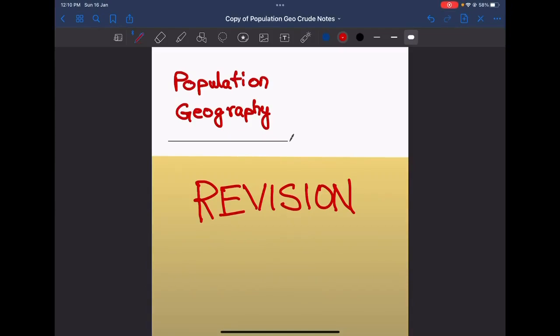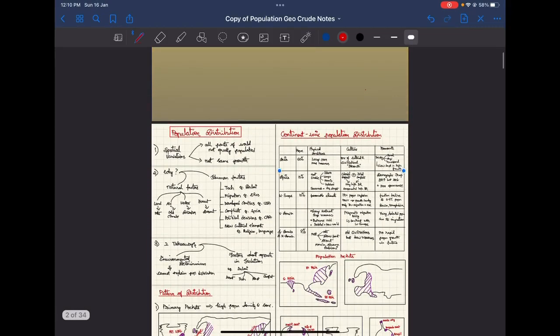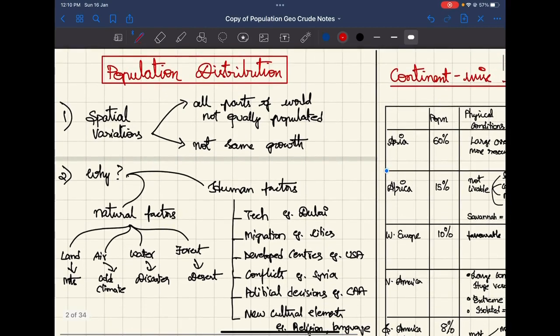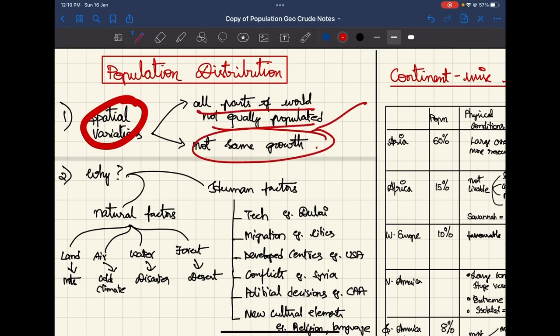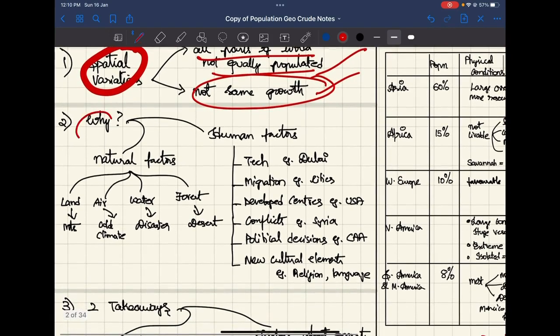Let's revise complete population geography. We are starting with the population distribution. The spatial variations are because of two reasons. All parts of the world are not equally populated and they do not have the same growth. Why? There are two reasons: natural factors and human factors.